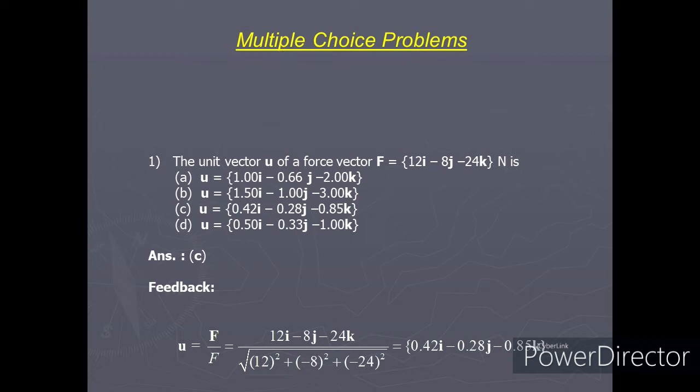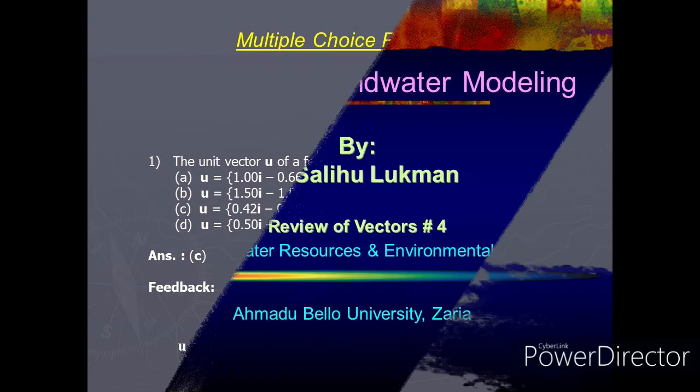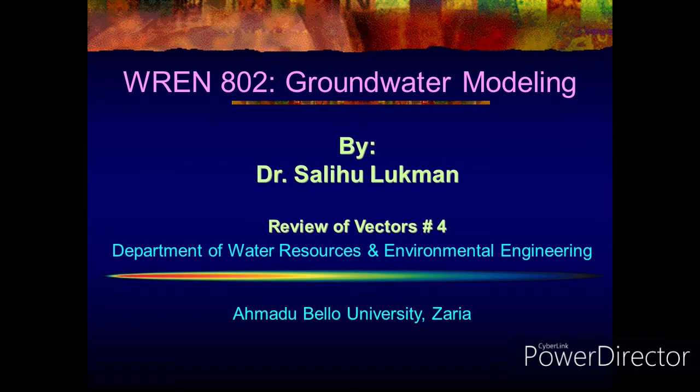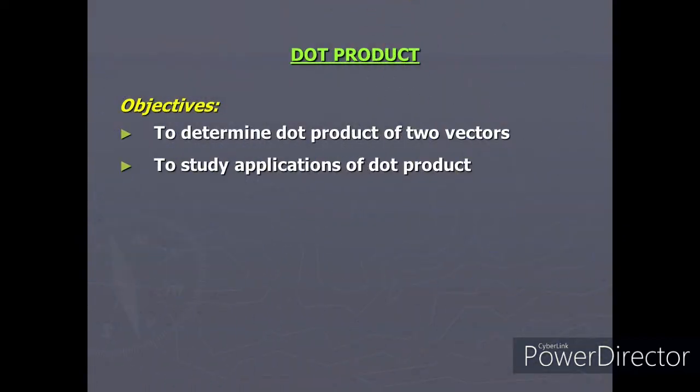Now, here it says you have the unit vector U of a force vector F. What is the unit vector for this? We are basically going to review dot product. You did this in vectors before: to find the unit vector, you first find the magnitude of the vector and then divide. There was some sort of disconnect. You did vectors in mathematics.